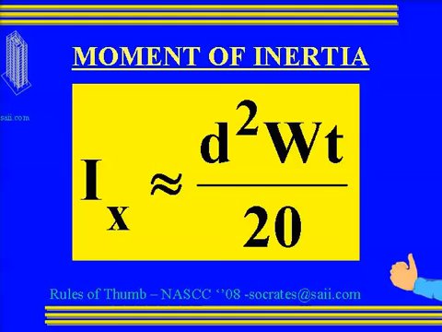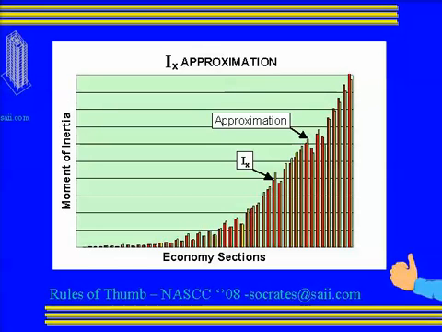Okay, so you already have in your grasp, you know what the size of the member is, and you're trying to find out quickly what the moment of inertia is. You know the weight, you know the depth, is 18 by 35, so this is 18 squared times 35 divided by 20. And here is a comparison of the actual moment of inertia to this approximation for the economy sections in the AISC table.